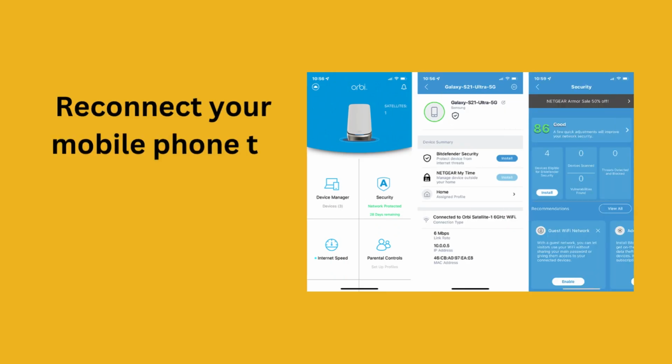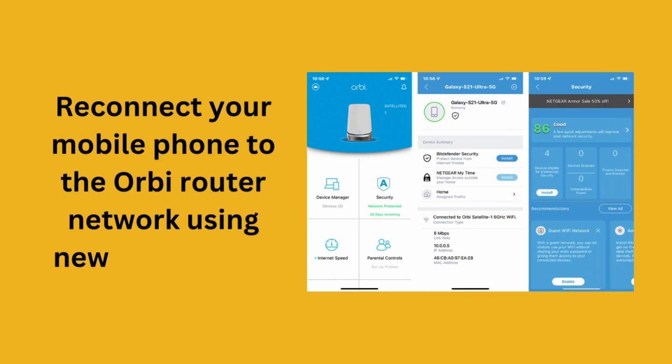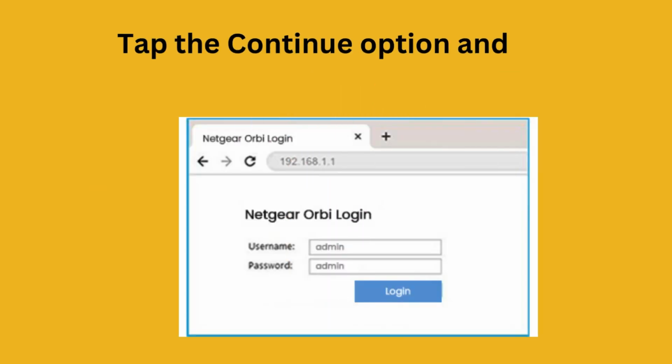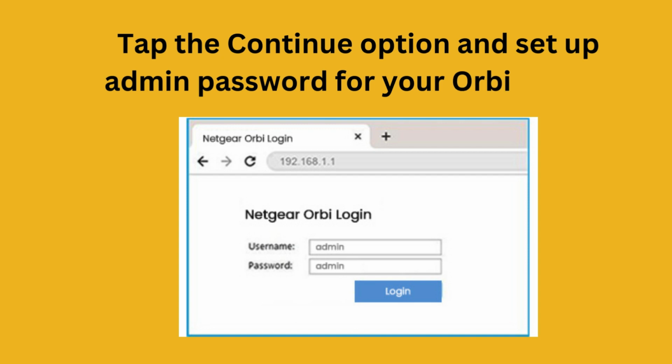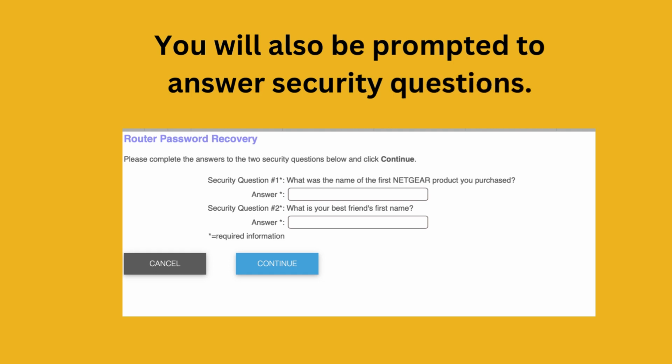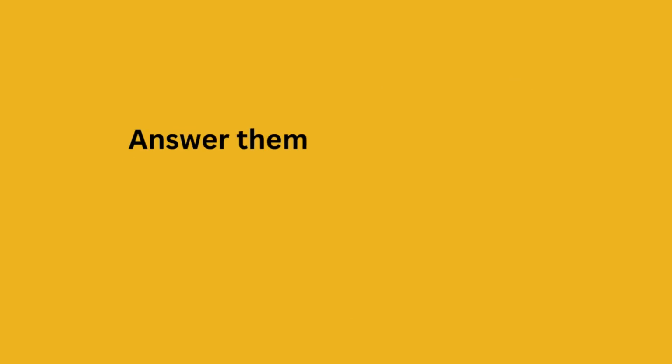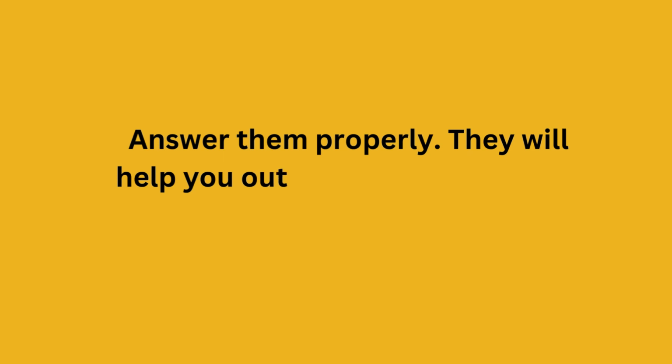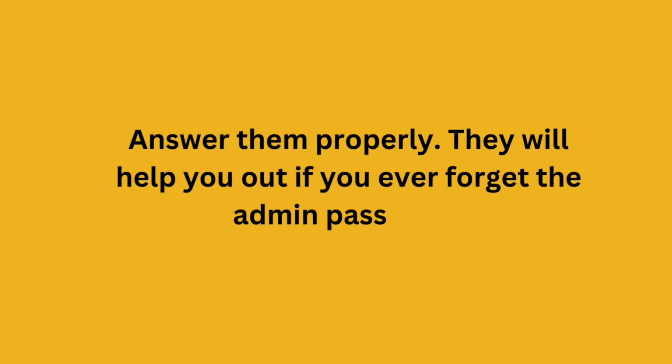Reconnect your mobile phone to the Orbi router network using new Wi-Fi details. Tap the Continue option and set up admin password for your Orbi router. You will also be prompted to answer security questions. Answer them properly. They will help you out if you ever forget the admin password.